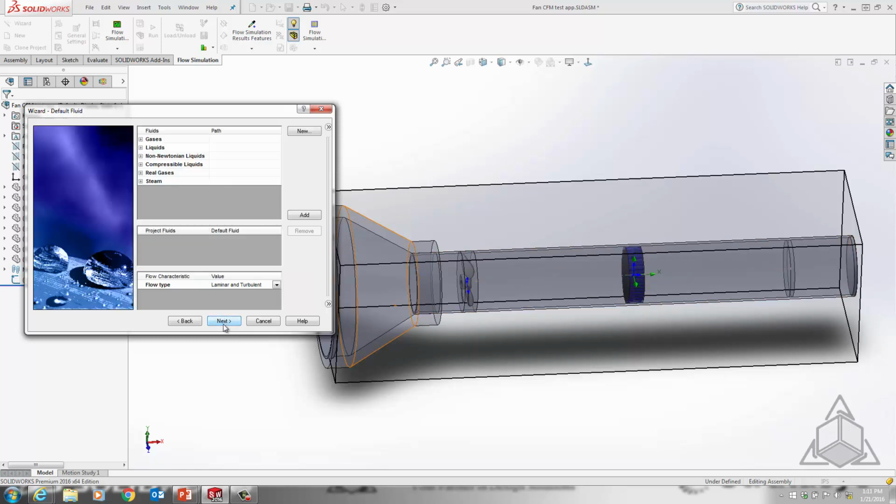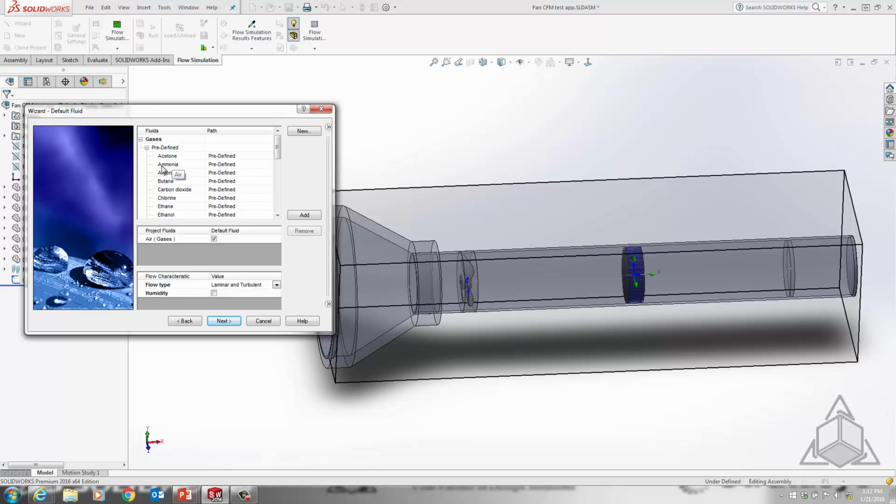I'll hit next here. This is where we specify what type of default fluid, or gas, we're going to be working with. In this case, it is just air.